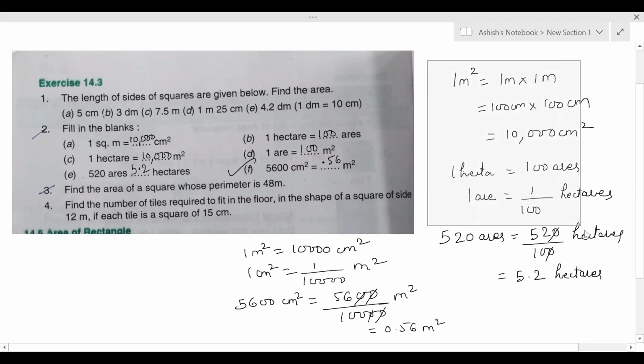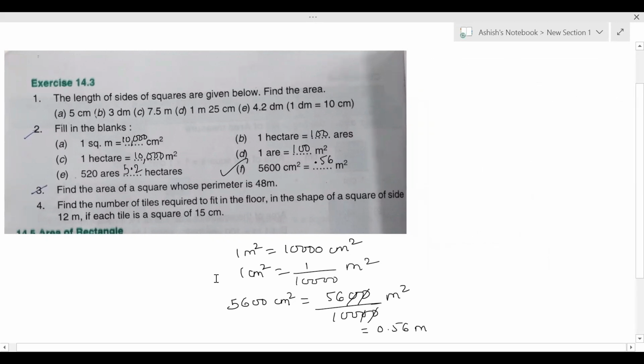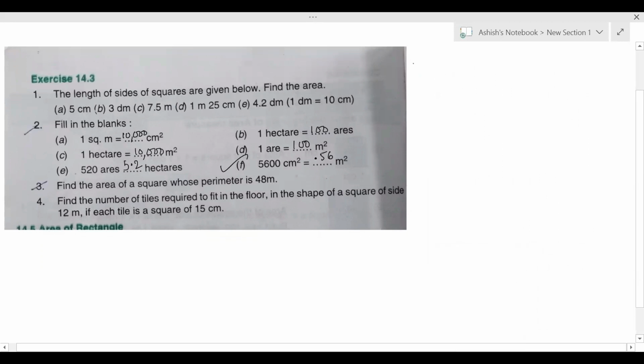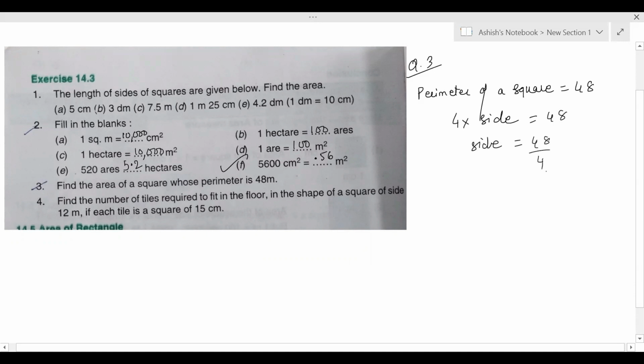Now next, it is given the area of a square whose perimeter is given to us as 48 meter. So we will write it down, question number 3. Already perimeter of a square is given to us, and that is 48. We know the formula of perimeter of a square. Perimeter of a square is 4 into side. So 4 into side is equals to 48. Into 4 will go that side. It will become divided by 4. So that will become 12 meter.